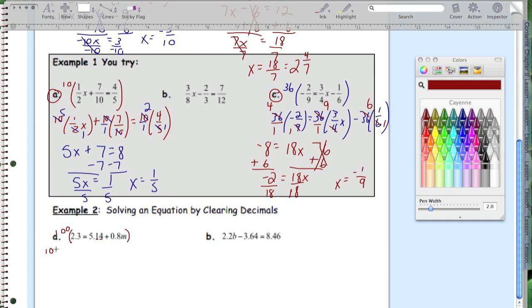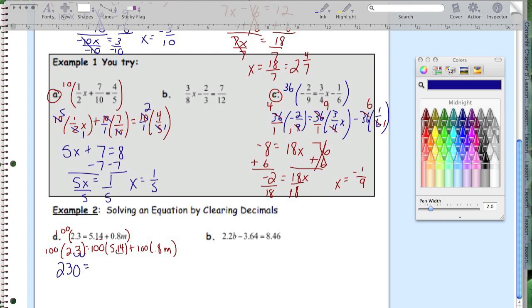So really, just like we saw above, this is 100 times 2.3 equals 100 times 5.14 plus 100 times 0.8m. Now, when you multiply anything by a power of 10, like we have 2 zeros, that's going to move my decimal place 2 spaces. And that relates to what we did with scientific notation, so we saw that there.